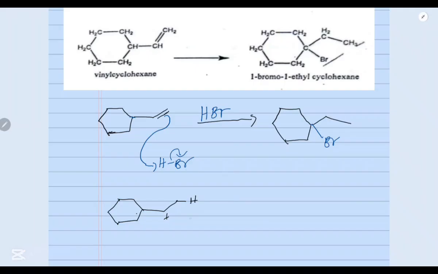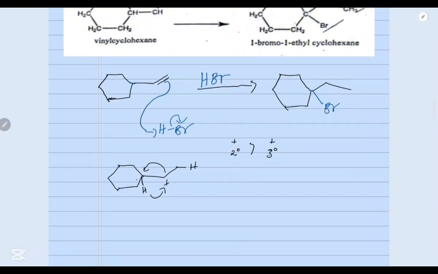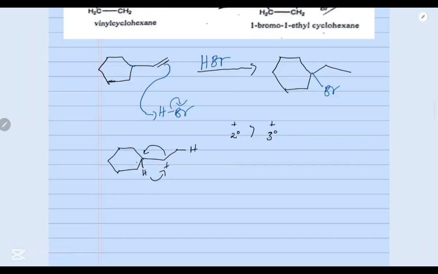But if you check, this is a secondary carbon. We are saying secondary carbon is less stable than tertiary. So expect rearrangement here where there will be a hydride shift. The hydrogen which is here is going to move into that position, and this positive charge will move into that position. So meaning we'll have a carbocation rearrangement.